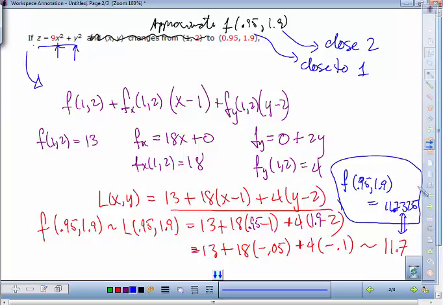So you see that you get 11.7325 if you put it into the original function, and we got 11.7, which is close. So we got a pretty good approximation for that. We're off by that little bit of error. Is there some way to account for that error? Later on, probably. How about right now?